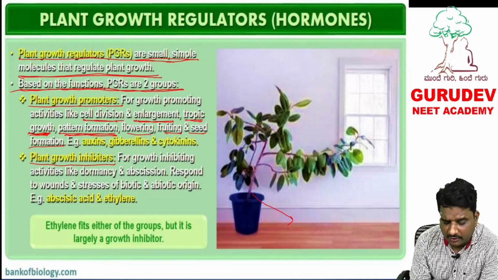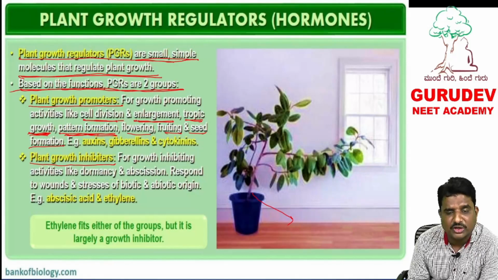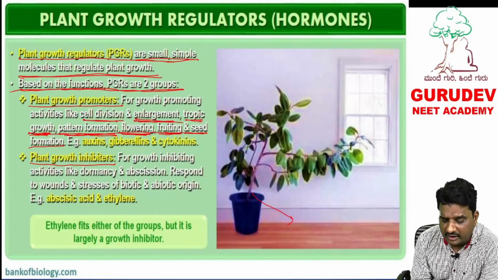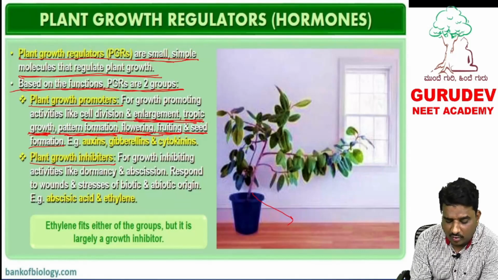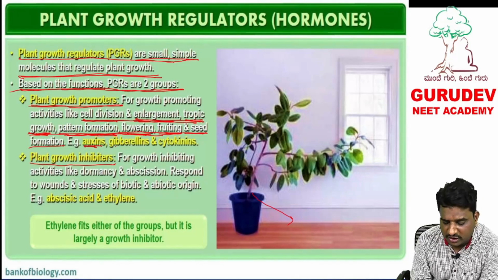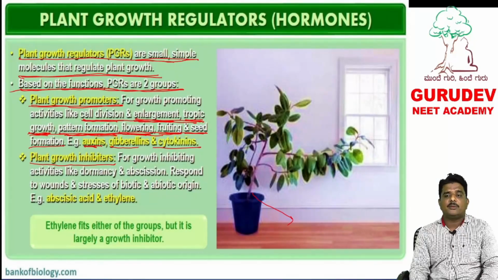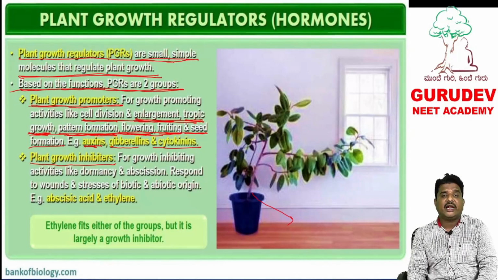Pattern formation means leaf pattern formation, flower pattern formation. So for that, the flowering process, fruiting process, and seed formation process. All these are growth promoting activities. So for growth promoting activities, growth promoter hormones are essential. Which are those? Auxins, gibberellins, cytokinins. These help with growth promoting activities.